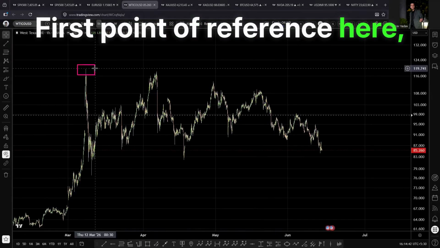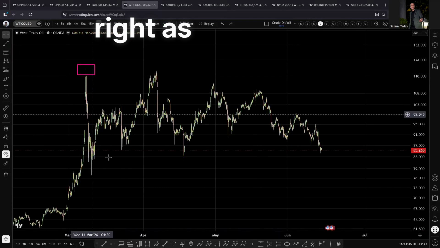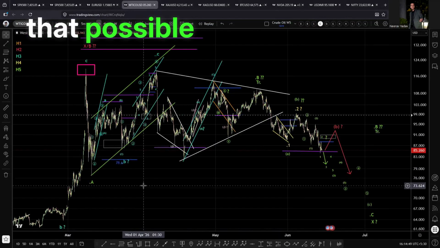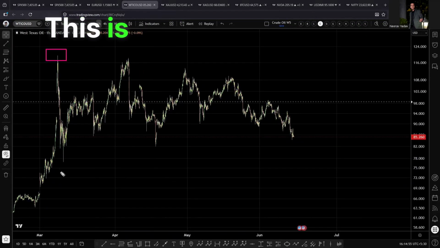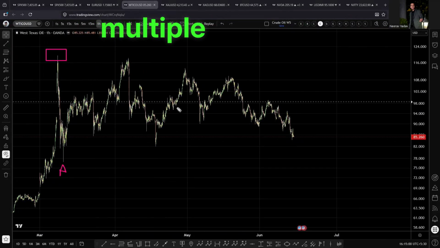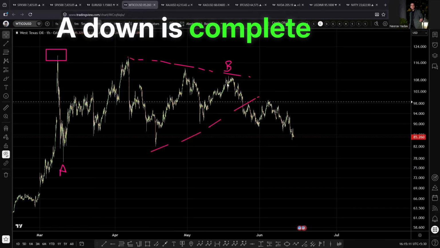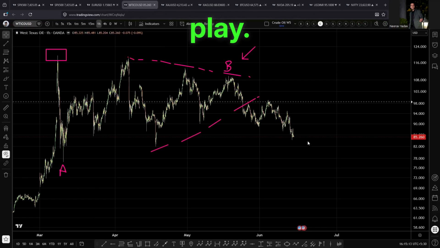First point of reference here, we have the price level of 119.626, right? As mentioned, we are then assuming that a possible ABC structure is in play. This is the first A leg down. And this is the interesting case. The wave B can be counted at multiple locations. It could be considered to be complete over here. A down is complete here, B is complete here, and C is in play.